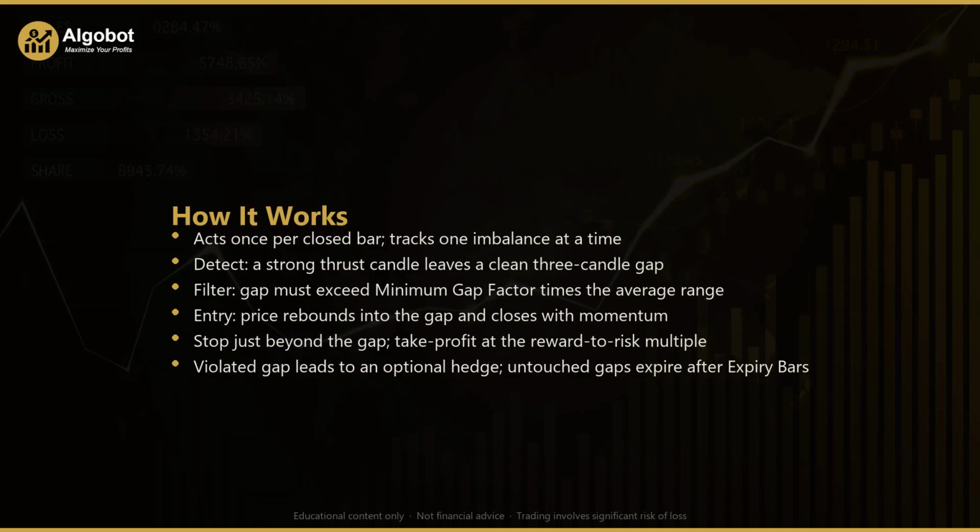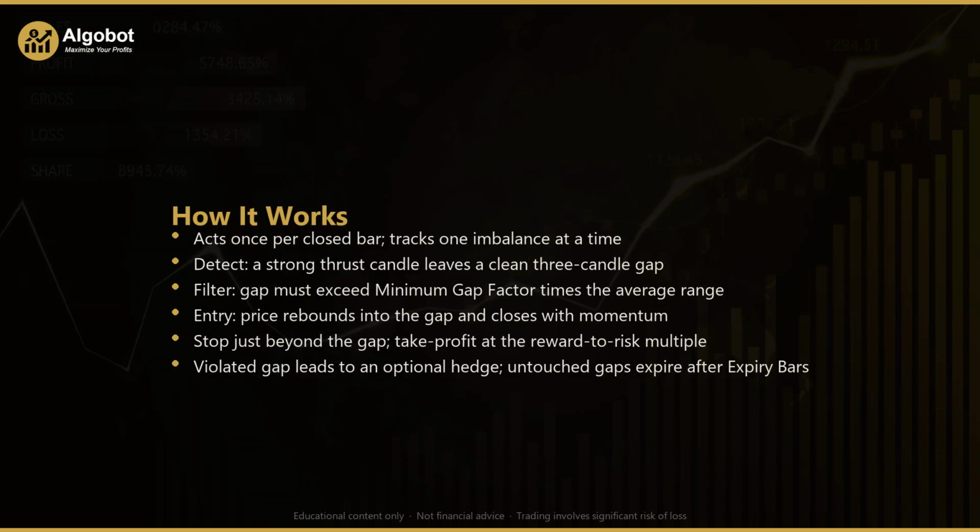Next comes quality control. The gap must be at least the minimum gap factor multiplied by that average range, which by default is 1/4. This filter quietly ignores the tiny imbalances that appear during choppy, directionless conditions. Once a valid imbalance is stored, the strategy manages it before anything else. The continuation entry waits for price to dip back into the gap and then close in the thrust direction. For a long, the candle must tag the gap, hold above the gap floor, and close bullish. When all three line up, a buy order is placed.